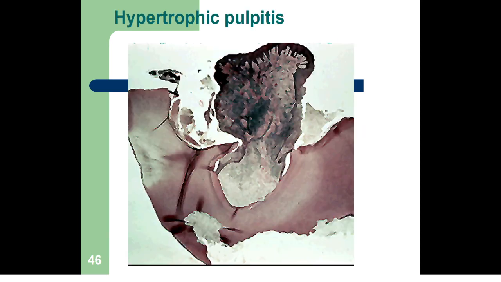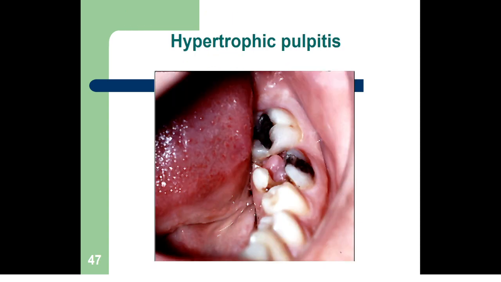And the next preparation is hypertrophic pulpitis. You see the hypertrophy of the pulp. And it is the clinical situation. You see the hypertrophic pulpitis, which grows from the tooth cavity.